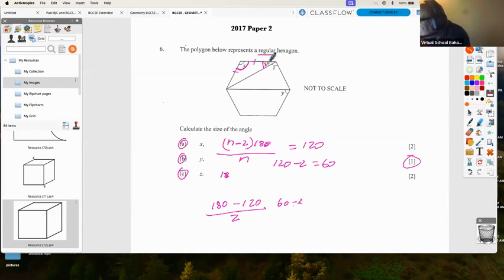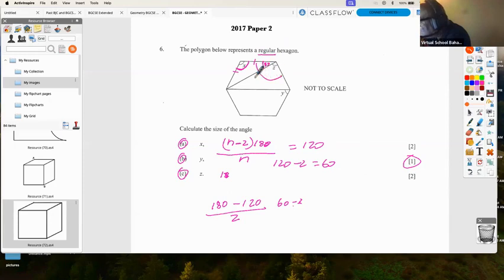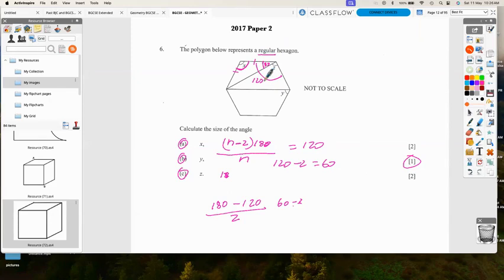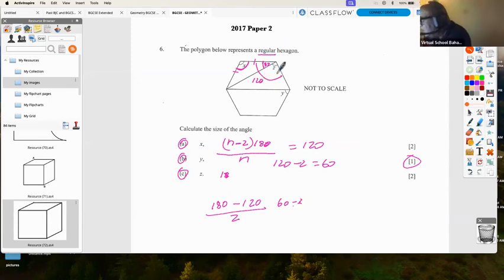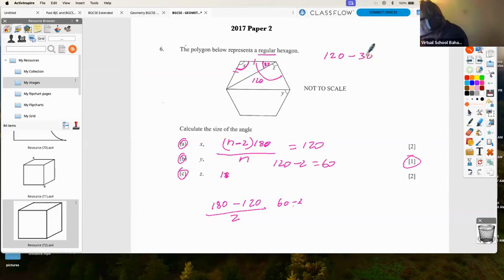You with me? So this whole angle here was 120, right? Remember? So if this whole angle is 120, it means that Z would be 120 minus that 30, and we will get 90 degrees. That is why you carry 2 points, because you had to find that one first.